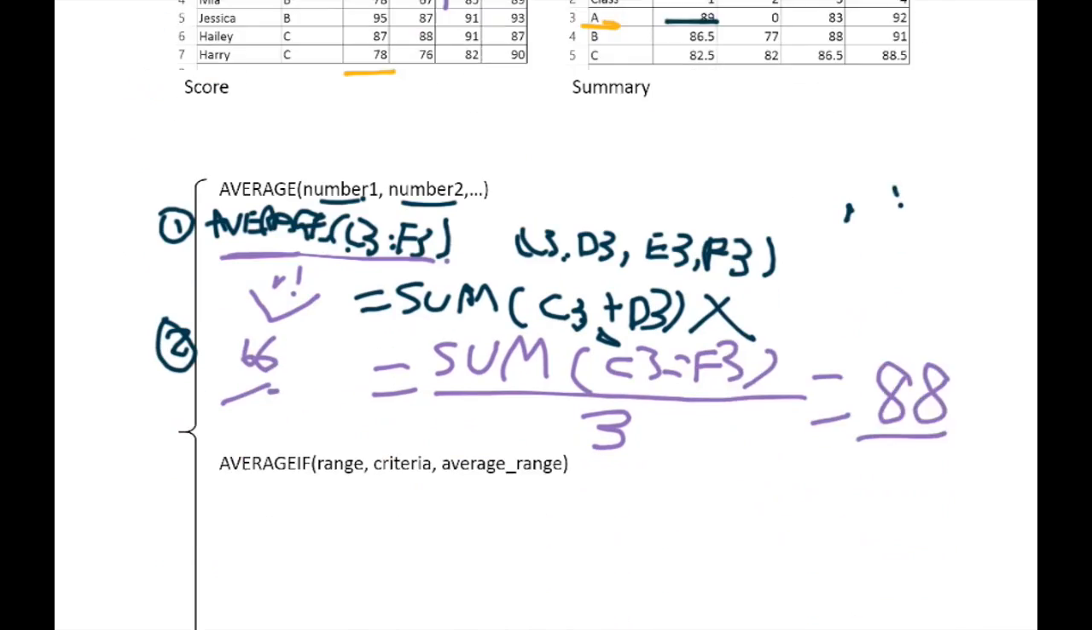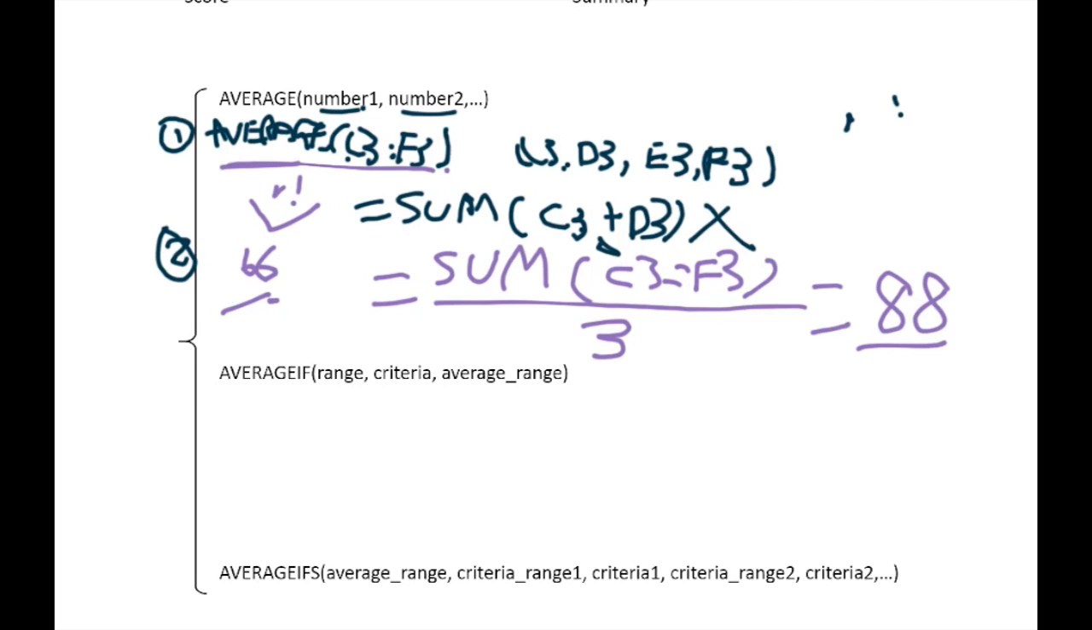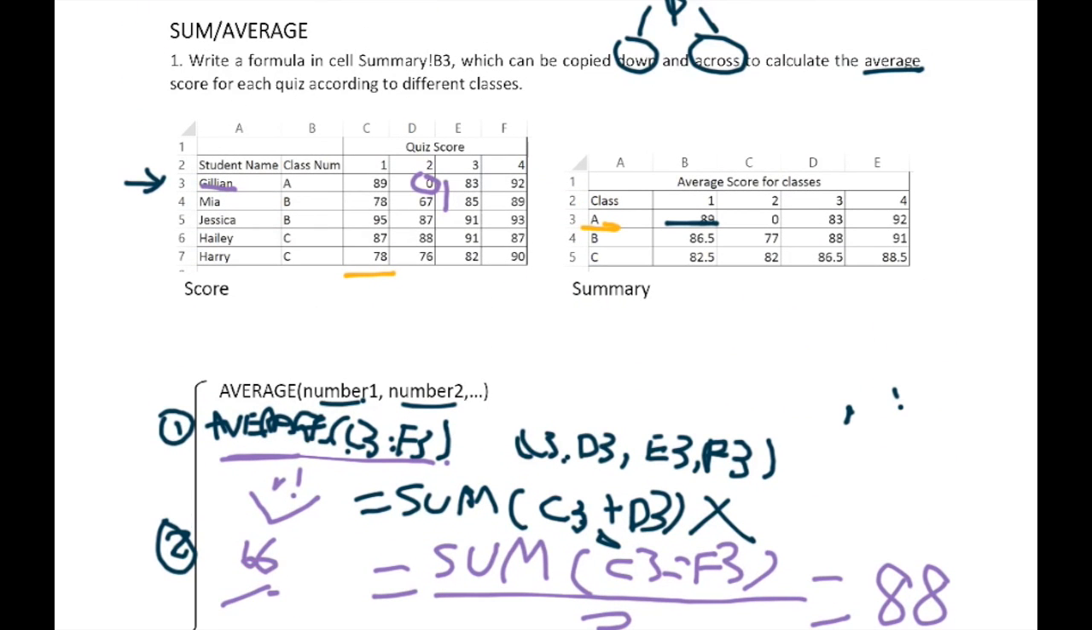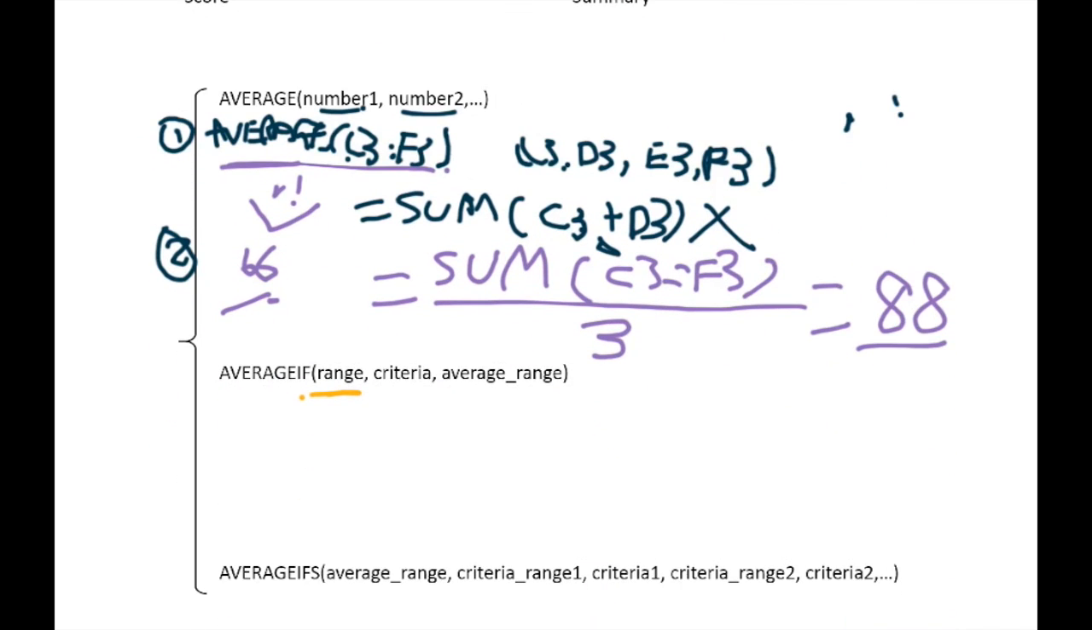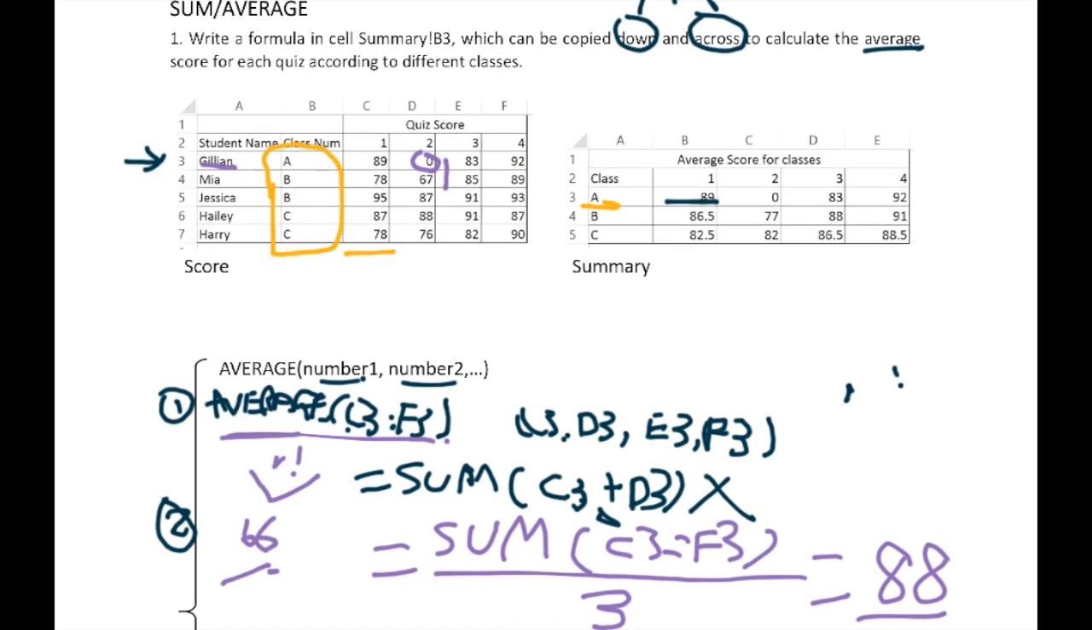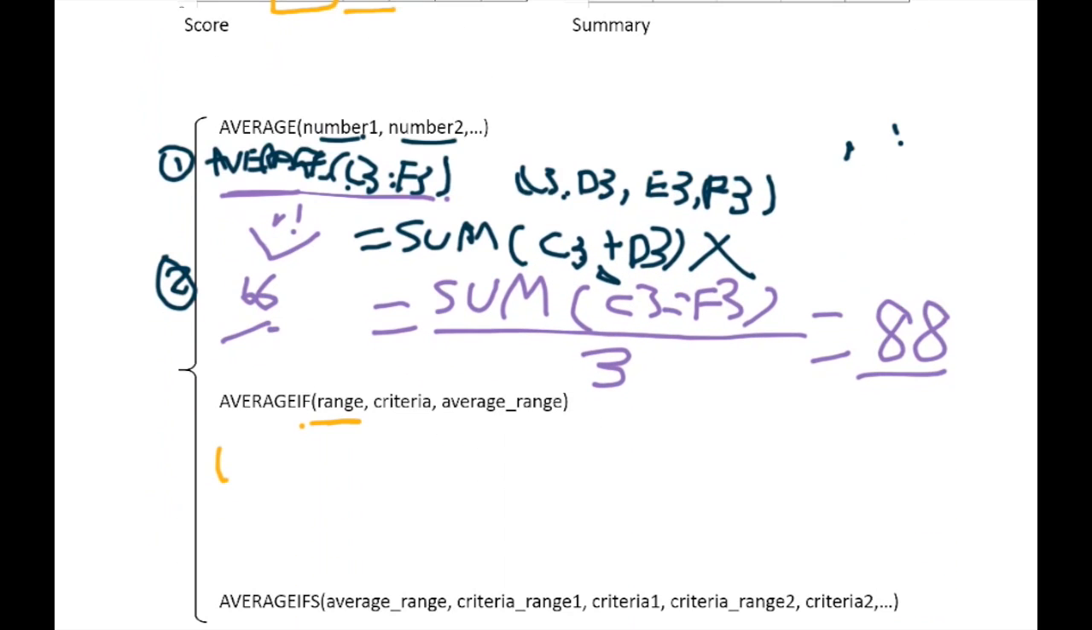So when we use this function, the criteria range should be here. Since I want to see if the range here has my criteria, we can use this function with the range being score B3 to B7.